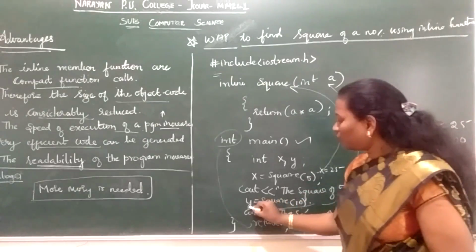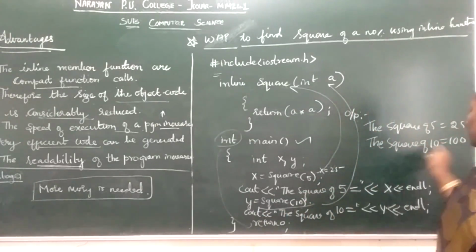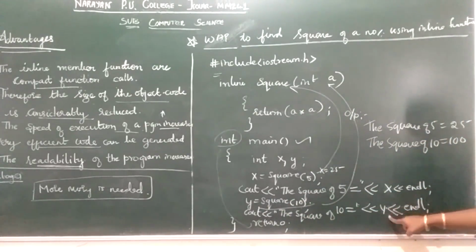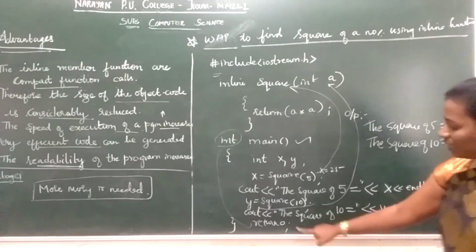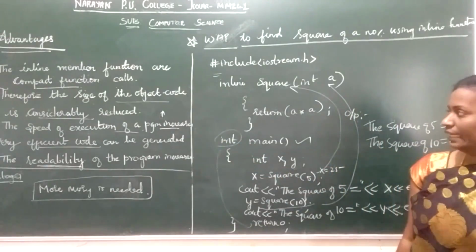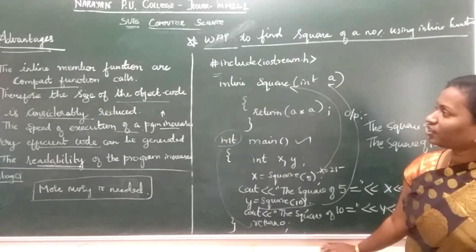The value is stored in y. So what is my y? Y will be having 100. So what is my y value? 100. Next I am returning 0 to your main function. Why? Because the return type is integer. So this is about an inline function.